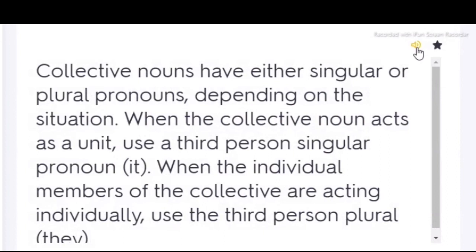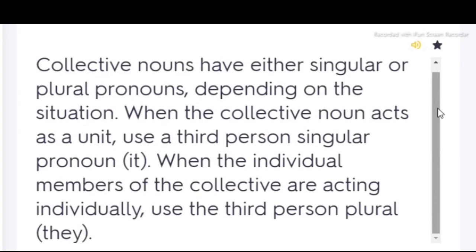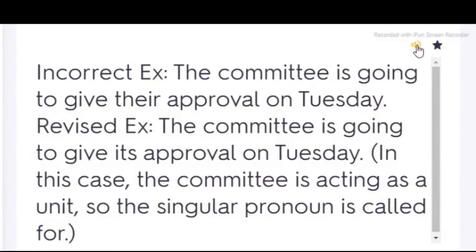Collective nouns have either singular or plural pronouns, depending on the situation. When the collective noun acts as a unit, use a third-person singular pronoun. When the individual members of the collective are acting individually, use the third-person plural. Incorrect: The committee is going to give their approval on Tuesday. Revised: The committee is going to give its approval on Tuesday.